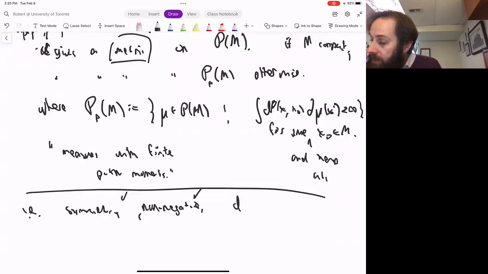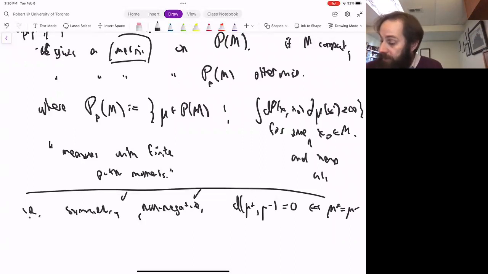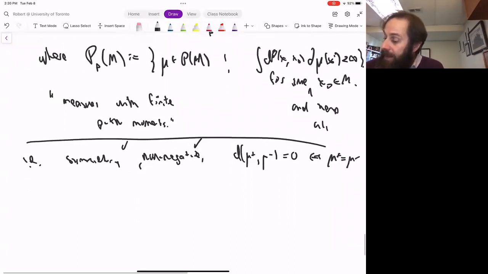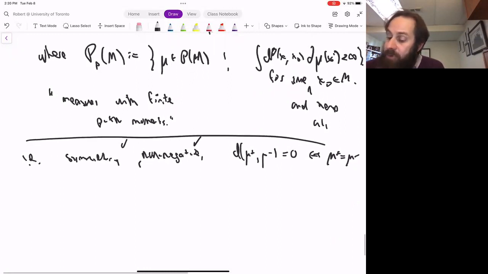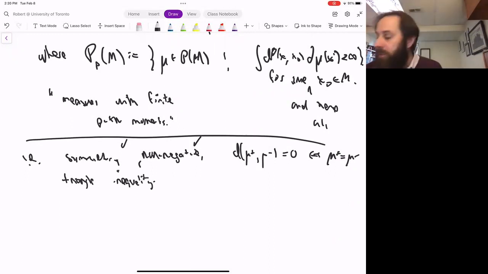We want d mu plus mu minus equals 0 if and only if mu plus equals mu minus. So it should vanish only on the diagonal. And that's not hard to check, and maybe we'll check it in a minute. And then we want the triangle inequality. The triangle inequality is actually the only non-trivial thing here. So let me take care of this one.